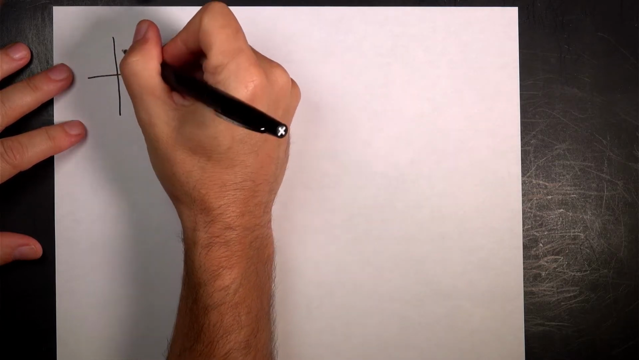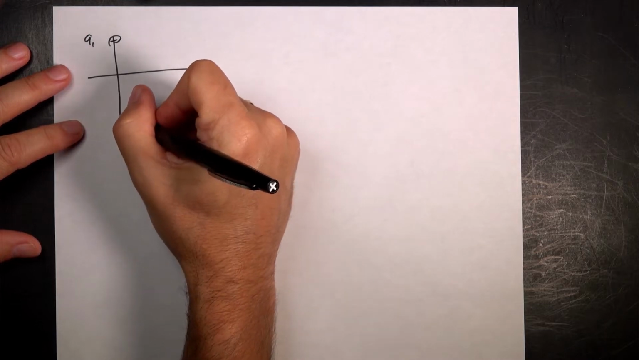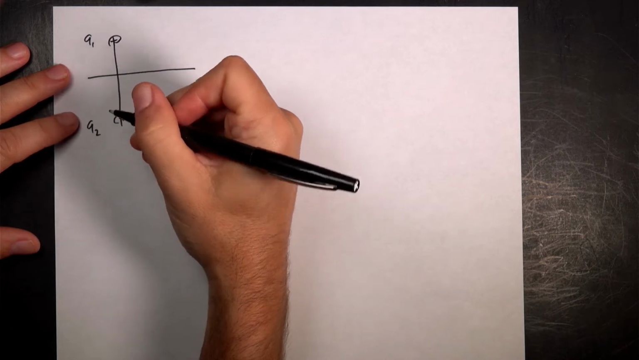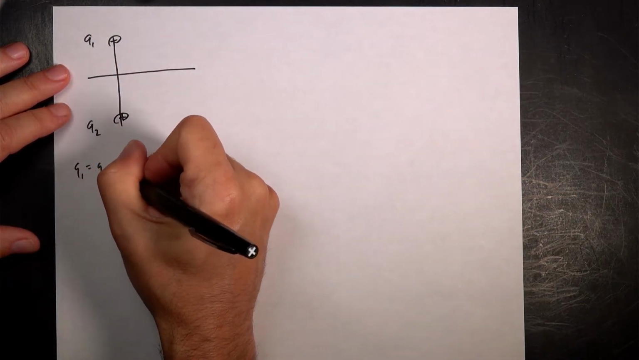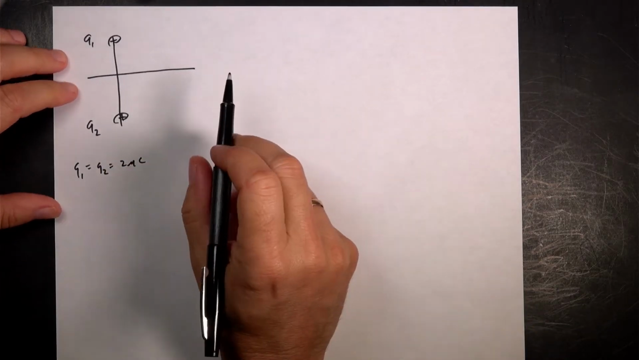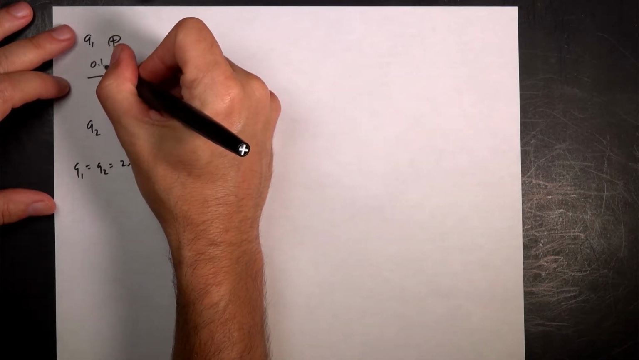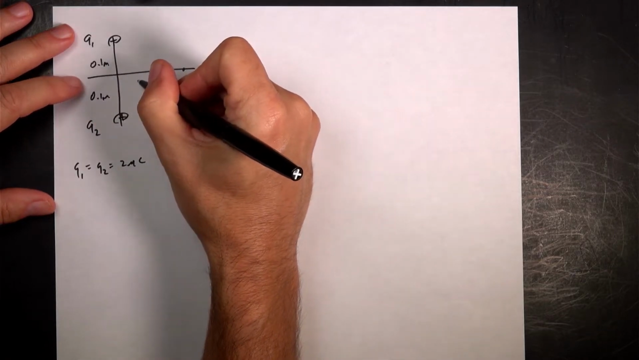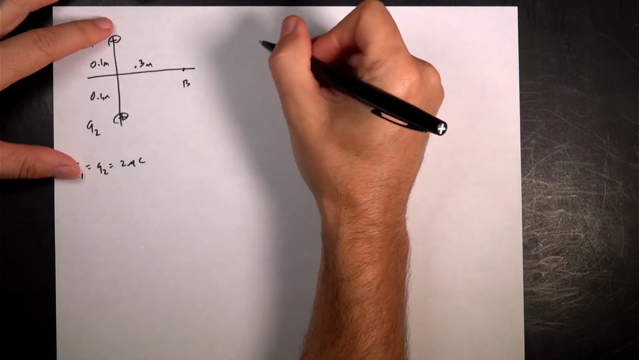So here I have Q1, and then here I have Q2, and they're both 2 microcoulombs. So Q1 equals Q2 equals 2 microcoulombs. That's actually nice because it makes things work out a little bit easier. This is 10 centimeters, so 0.1 meter, 0.1 meter, and then here's point B right there, and this is 0.3 meters. So let's calculate the electric field, E.